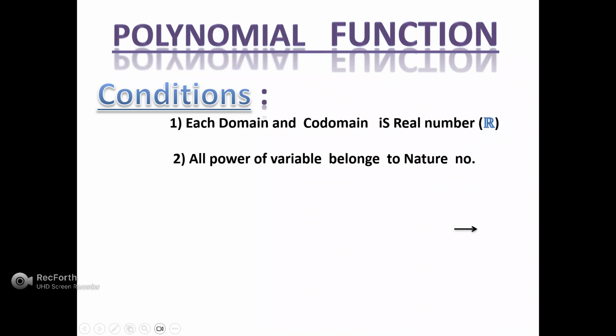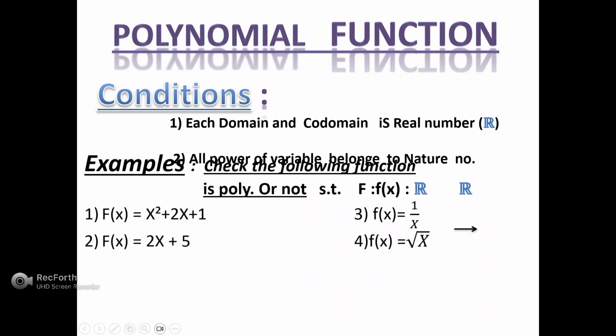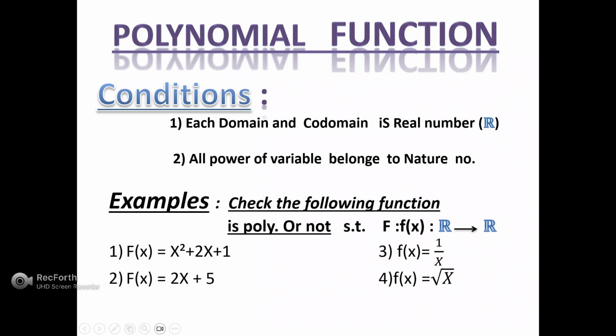Remember with me, what is the meaning of natural number? Natural numbers are numbers starting from 0, 1, 2, 3 and so on. And real numbers are all numbers except the square root of a negative number. Let's take an example to check if the function is polynomial or not.